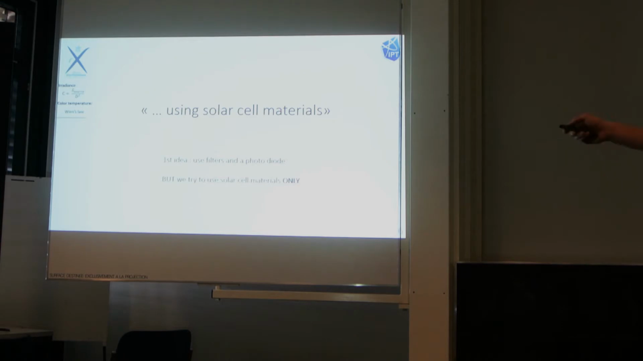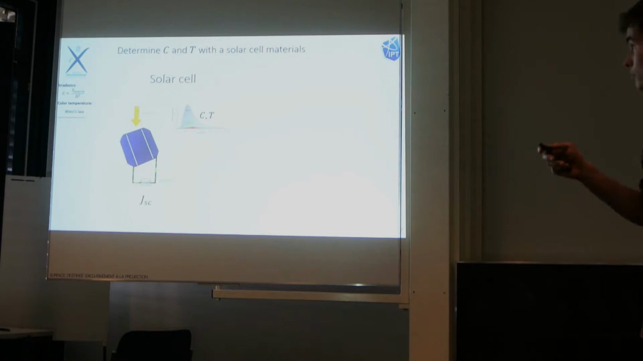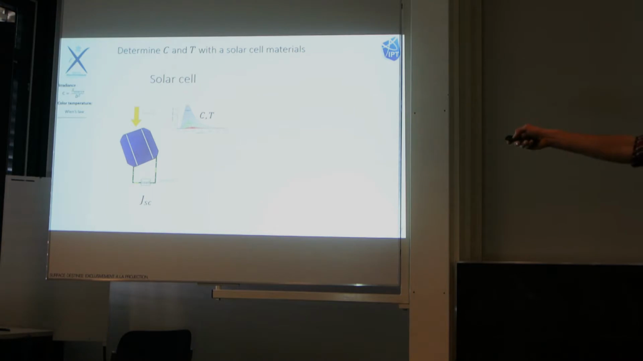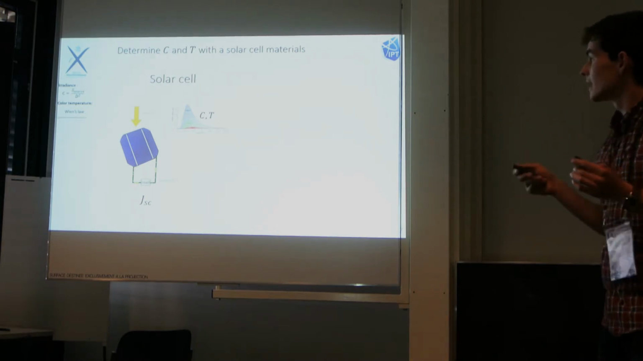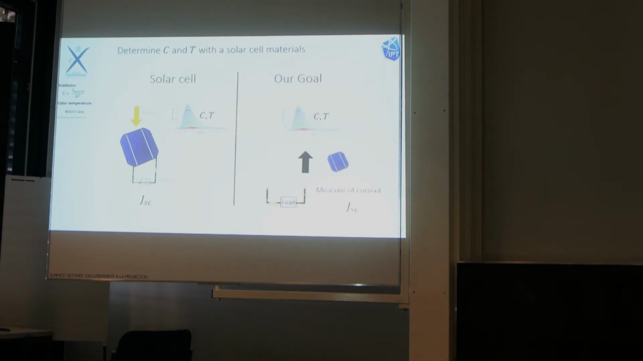Okay, so we need to use solar cell materials. First idea, we could use filters and a photodiode, for example, but in fact, we try to use only solar cell materials, so we take away the idea with the filters. And now, we are going to see what a solar cell does. We have photons that come into the solar cell with a given spectrum defined by irradiance and color temperature, and it gives an output current. And what we want to do is measure this current in order to get back to the initial spectrum with irradiance and color temperature.